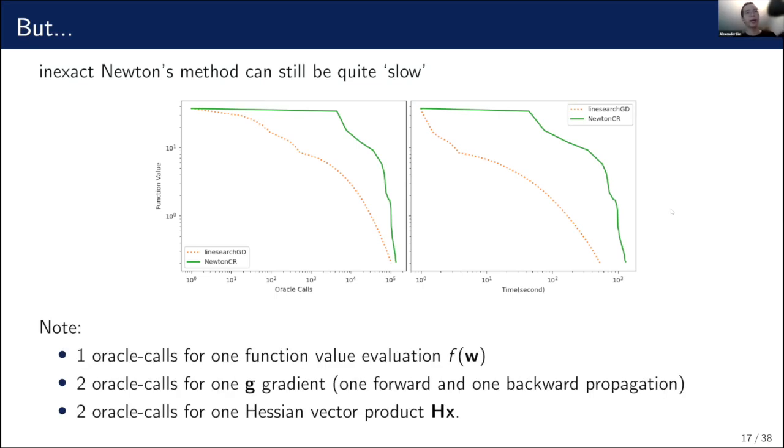Let's do a quick recap of what an oracle call is. An oracle call is a way to characterize the computational cost of a function call. One oracle call is equivalent to one function value evaluation. Two oracle calls are required to evaluate a gradient, because you need one forward propagation and one backward propagation. In addition to the gradient, you need another two oracle calls to compute the Hessian vector product. If you calculate that way and plot function value versus oracle calls, you realize that Newton's method is still very expensive to compute. As you can see clearly in these pictures, line search is much better. That is the thing I'm trying to improve on.